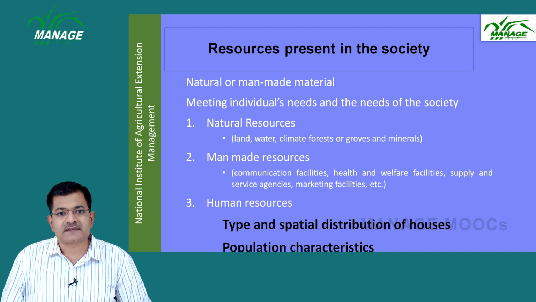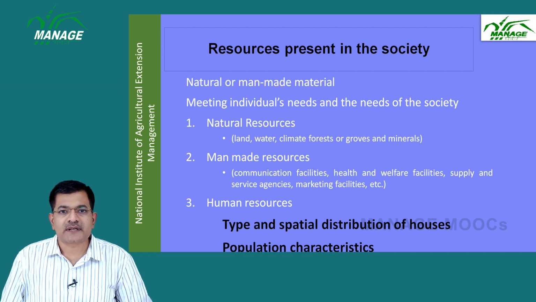And besides this, there are the type and spatial distribution of houses. For example, if you look at most of the times in villages, the houses are closely situated and they even share some of the walls, with very narrow areas to connect to each other. And then there are population characteristics of a village or rural life, which is basically defined by the birth rate, the fertility ratio, the life expectancy, the death rate, the age and sex composition of the village, etc.